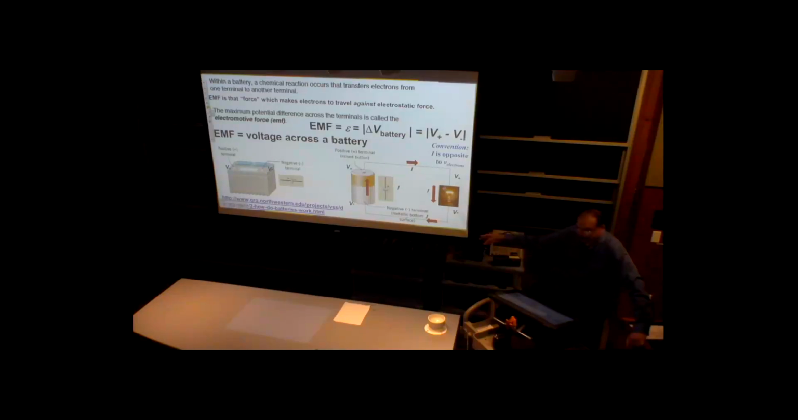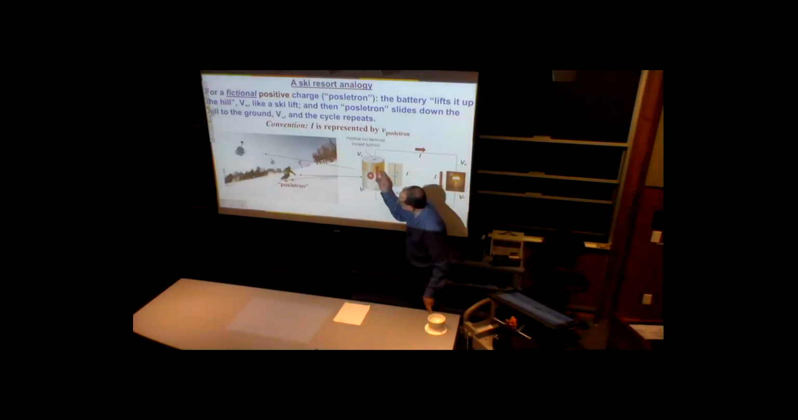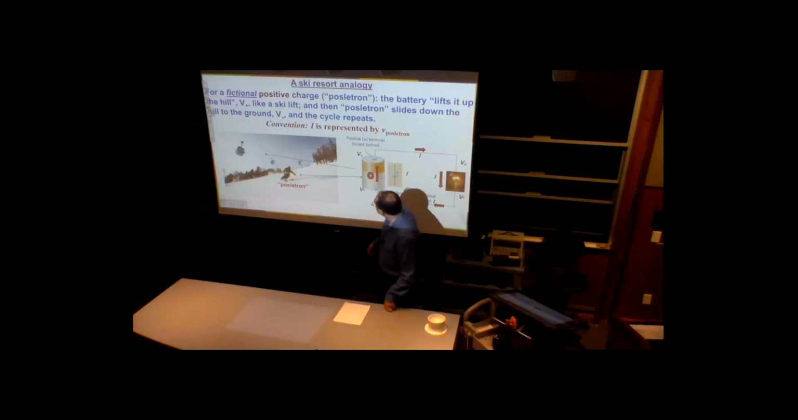Anyway, of course, you can find a lot of helpful analogies online. This is one of those analogies which I personally also like. The battery is like a ski lift, you know. And that fictional positive charge is like a skier. To get up the hill, some kind of special work has to be done on it. And then from the hill down to the ground, it just slides on its own. And then again, up, some work has to be done on it, and then on its own.